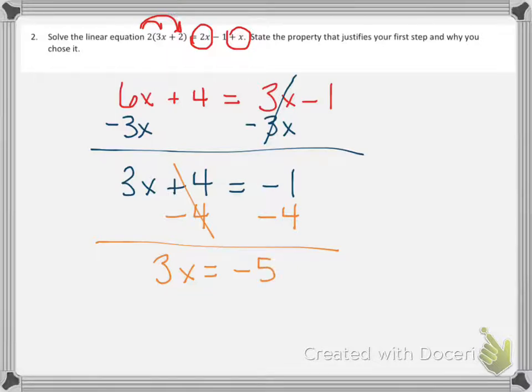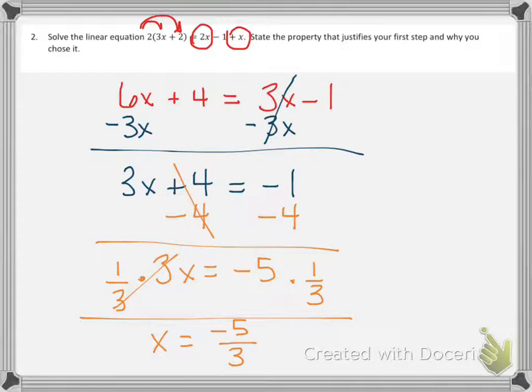And then I'm going to multiply by a reciprocal. Multiply by 1/3. And the 3's cancel. I get x equals a negative 5 thirds. And that's my answer. What properties did we use?